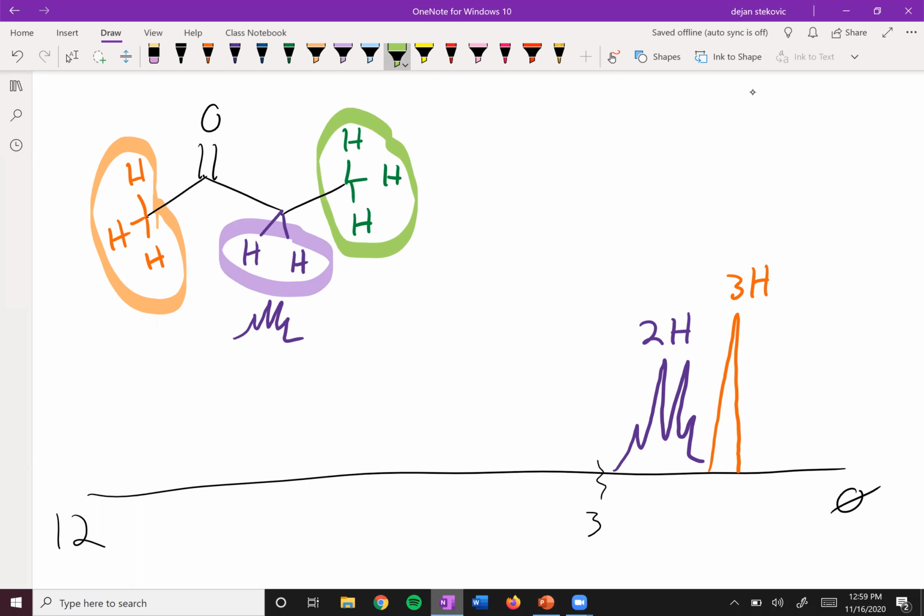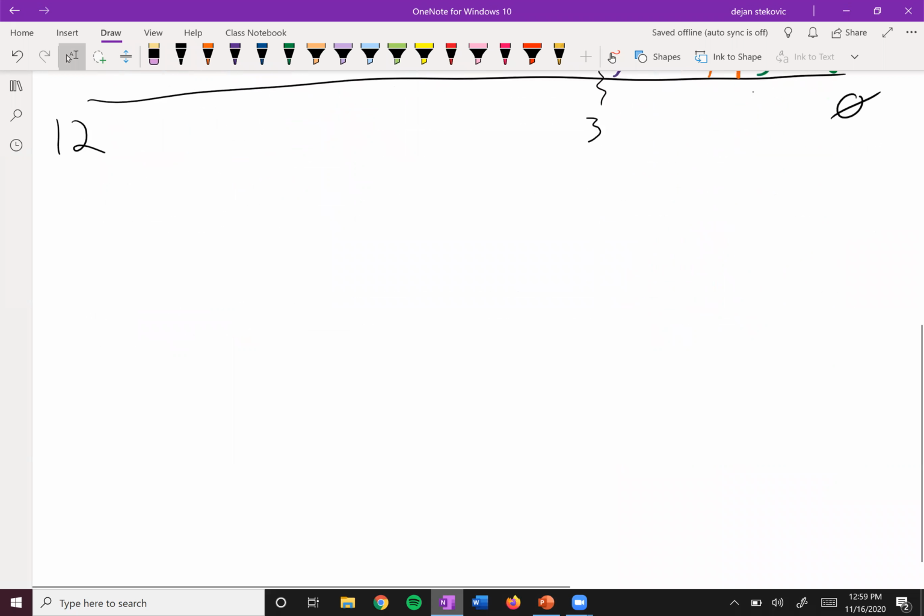And then finally, we have these 3 hydrogens, and they have 2 neighbors. So N+1 will tell us that this is supposed to be a triplet. They're the furthest away from our carbonyl, and so they should be furthest upfield. And we see a triplet, right? And so you should be able to sketch these NMR spectra, and this will be something that comes in useful later on.